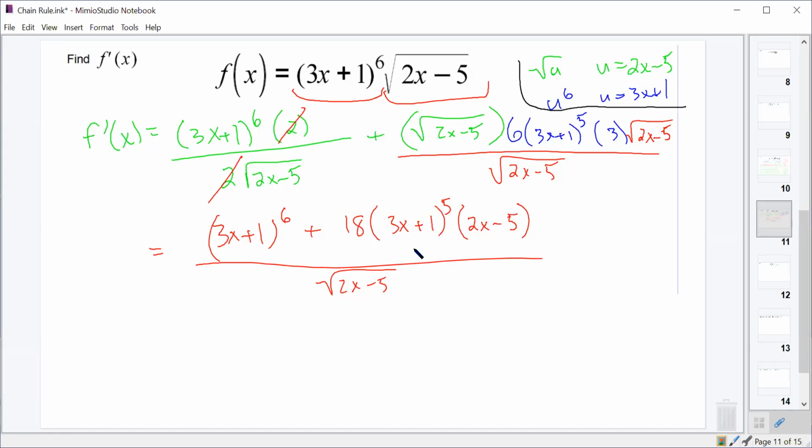Good or no so far? Good. All right. And then from there, if we want to get the numerator to all just be multiplication, we're going to have to factor out common terms. So what's the common term to factor out? 3x plus 1 to the 5th. Exactly. And that'll leave us here with just a 3x plus 1. And on the other side, it'll leave us with an 18 times 2x minus 5.